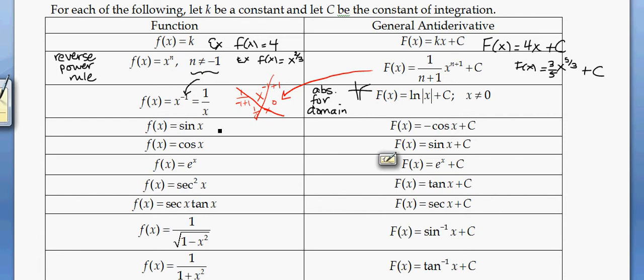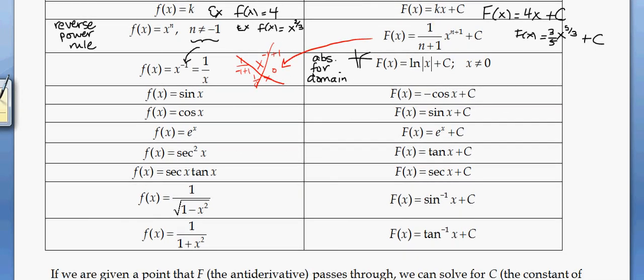Okay, we have our trig functions. If the derivative of sine is positive cosine, then the antiderivative of cosine is positive sine. And we know the derivative of cosine is negative sine, so the antiderivative of sine is going to be negative cosine. The antiderivative of e to the x is e to the x, and so on. So we have a whole list, a table of antiderivatives.